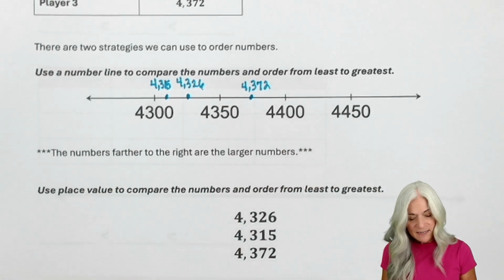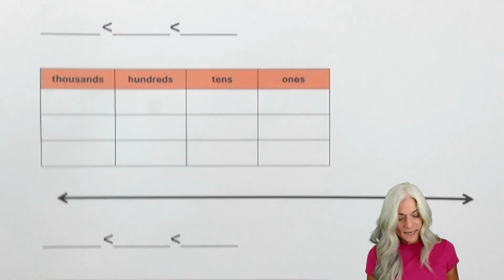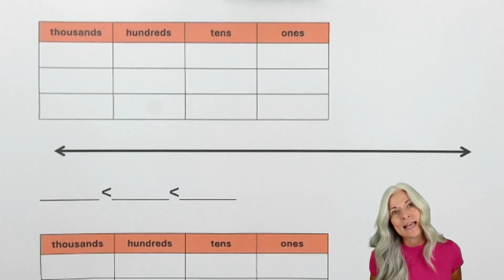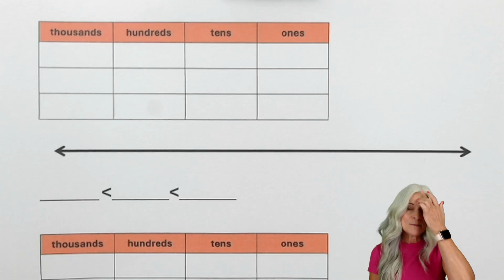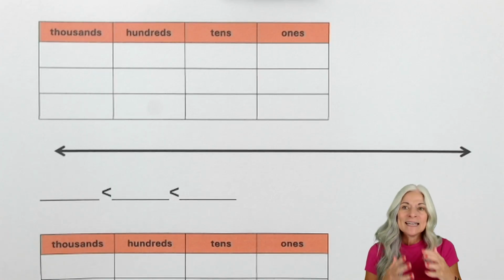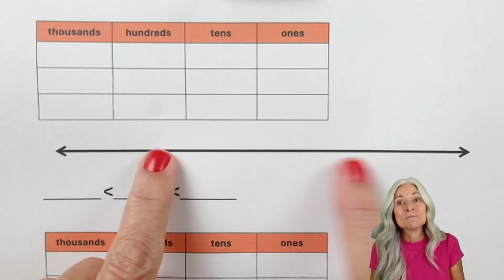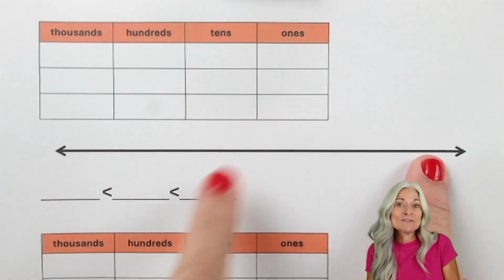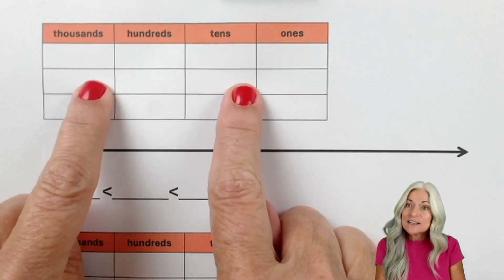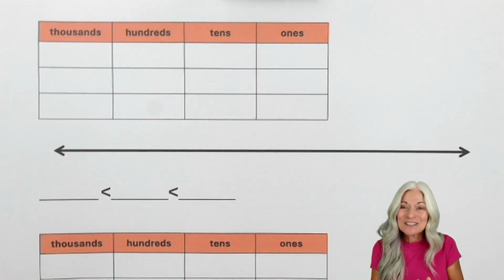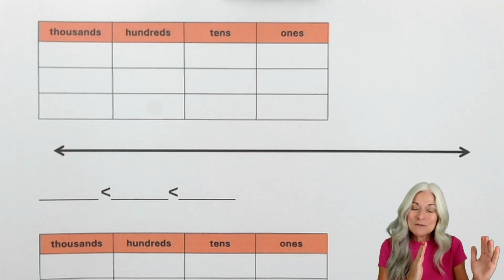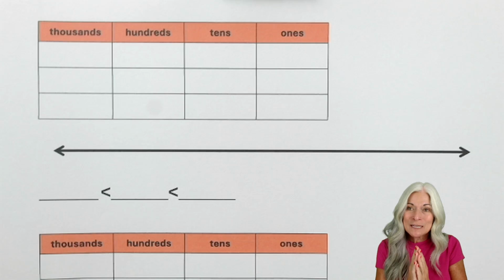Now, I did include a PDF, like I said, in case you want to print this off and laminate it when they're comparing three numbers. Please take some time to have them, at least with some of them, place them on the number line after they compare them, if they choose using the place value charts, just so we can continue to reinforce and see that as we move to the right, the numbers get larger.